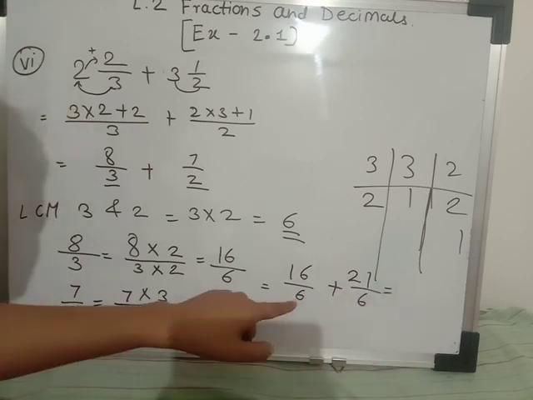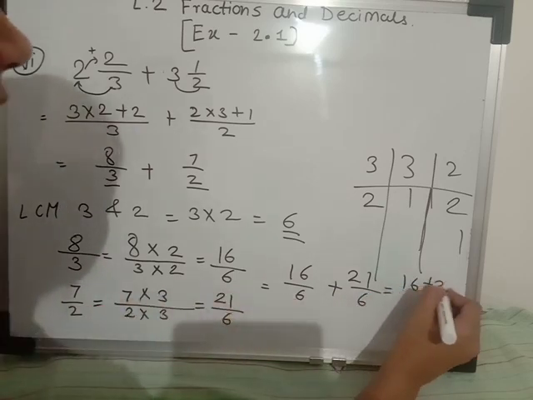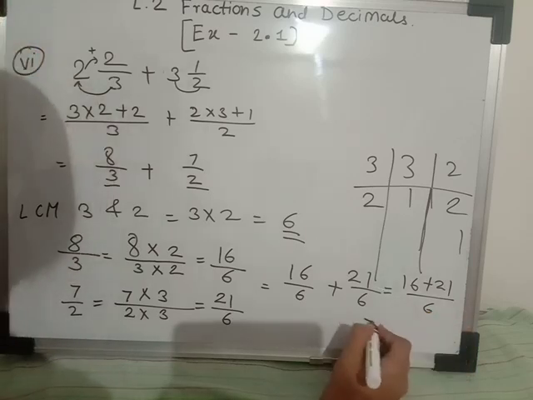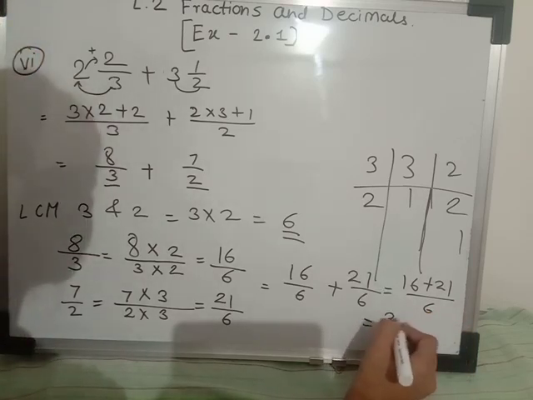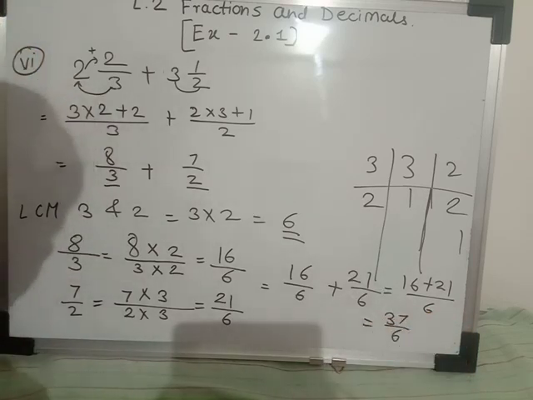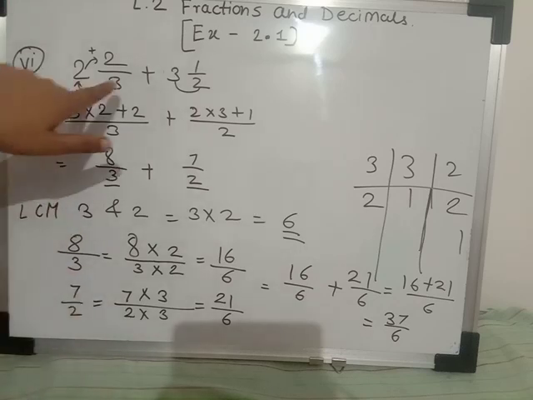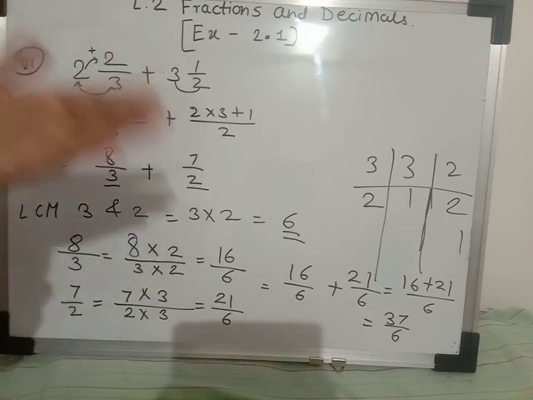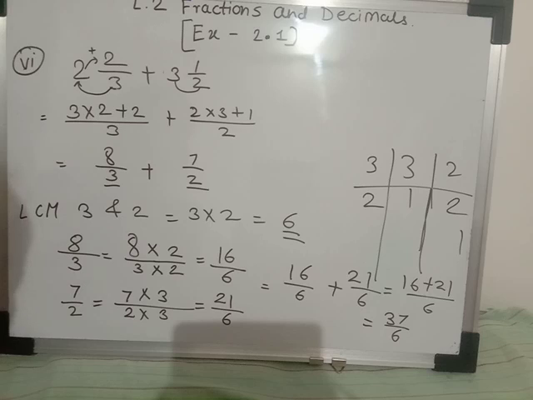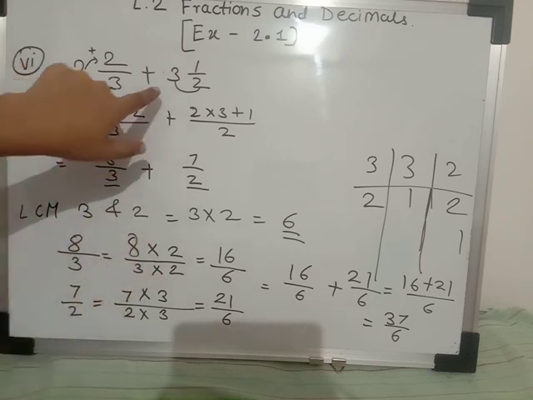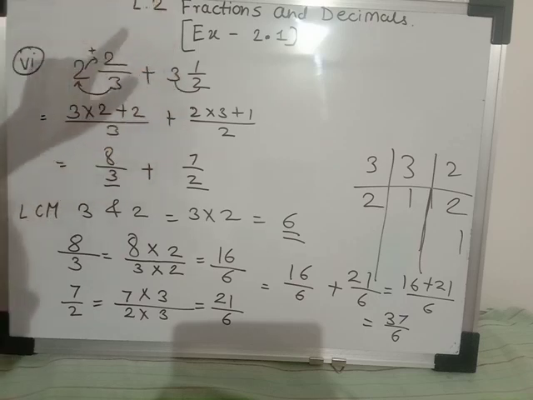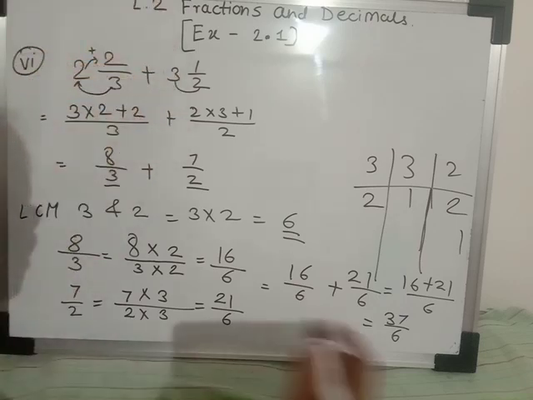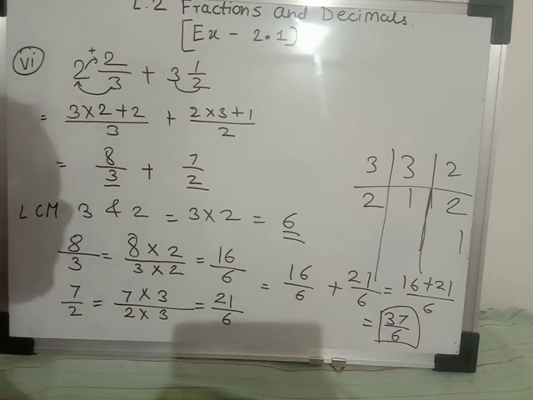So here we got the same denominator: 16 plus 21 upon 6, and here we got the answer 37 upon 6. Okay, now students, in the previous example we didn't convert the improper fraction into a mixed fraction, because I told you, if they don't ask, there is no need to do that. But here we have done the addition of mixed fractions, and we got the answer in the form of an improper fraction.